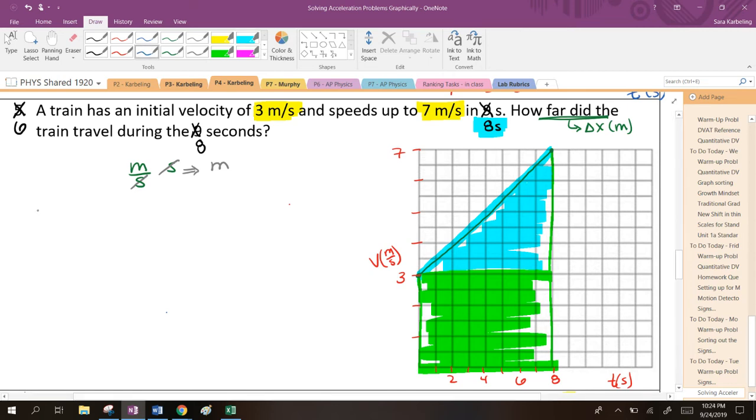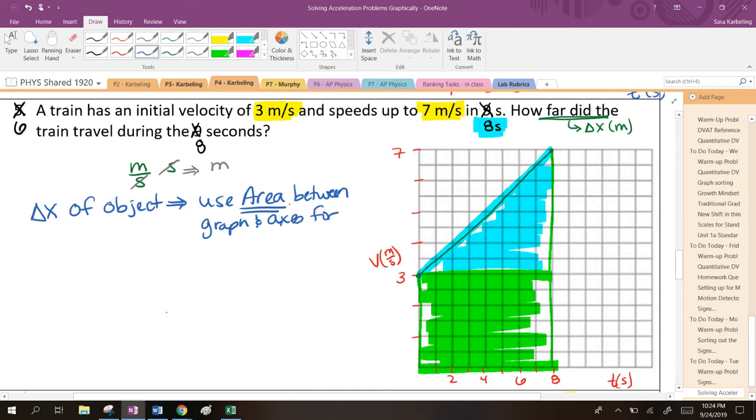So again, to find the displacement of the object, one option is to use the area between the graph and the axes on a velocity versus time graph. So we're going to go ahead and find that area. We'll do it in 2 pieces. We'll do the easy one first.